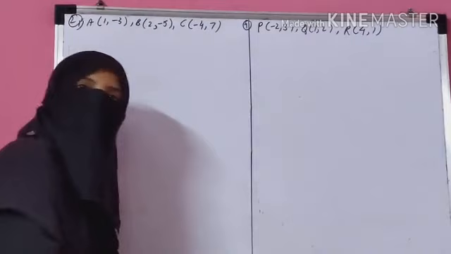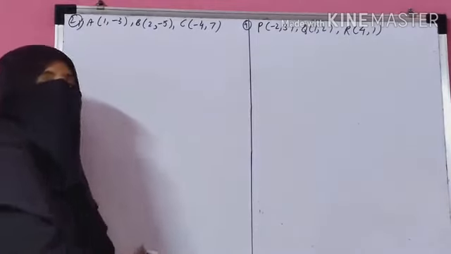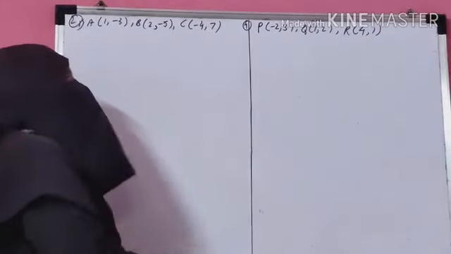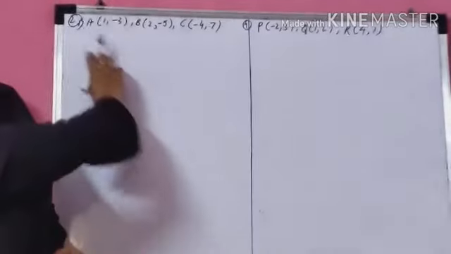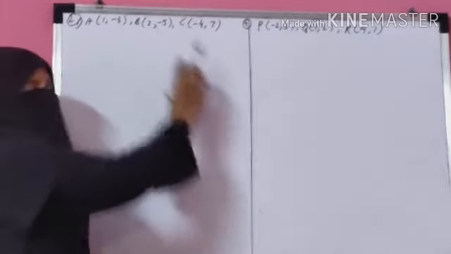Determine whether the points are collinear. This is question number 2. Here we have to determine whether these 3 points are collinear or not. Now the question is how to determine whether these points are collinear or not. So first of all, convert these 3 points in 3 segments. So segment AB, segment BC and segment AC.